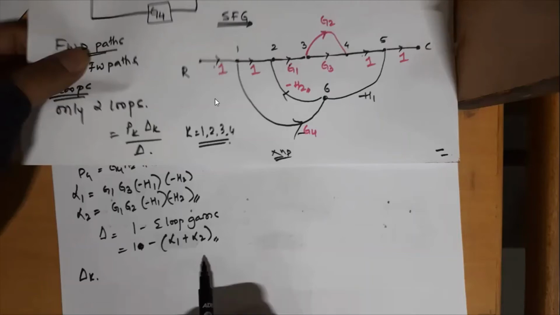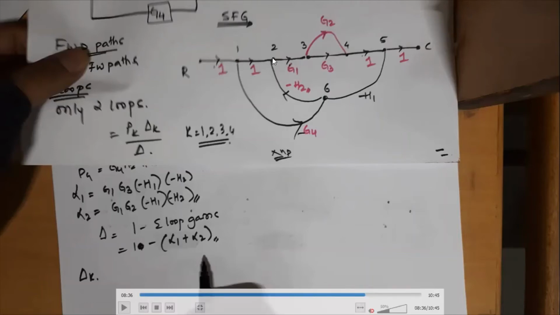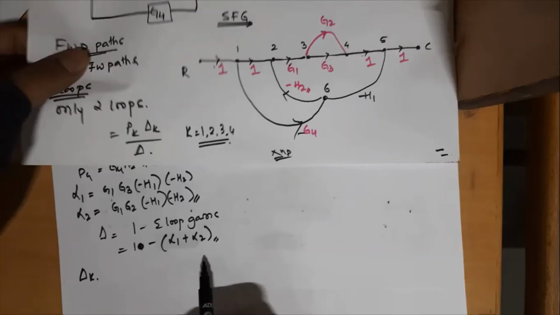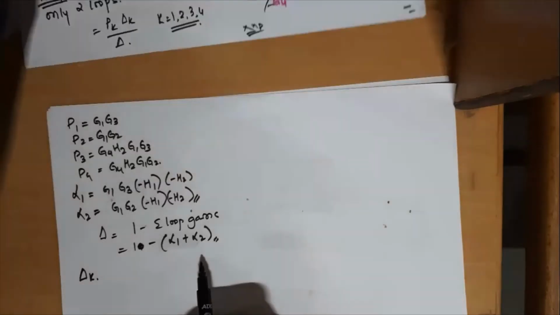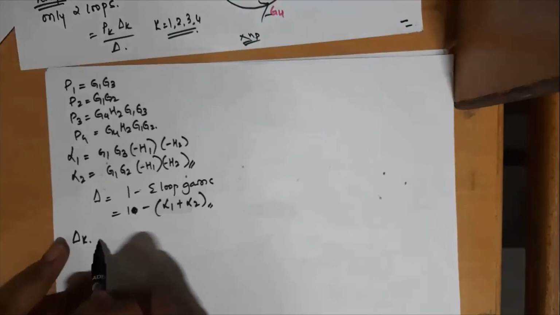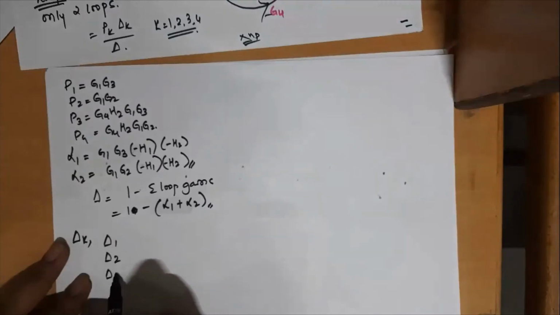Sir, which is L2 again? Can you repeat? L2 is G1, G2, 1 minus H1 minus H2. Is it clear? L1 is G1, G3, 1 minus H1 minus H2. Fine. So both L1 and L2 are touching the first forward path. Let us remove L1 and L2 from delta to get delta 1. So what will be our delta 1? Can anyone tell me the answer? It is 1, without any doubt.